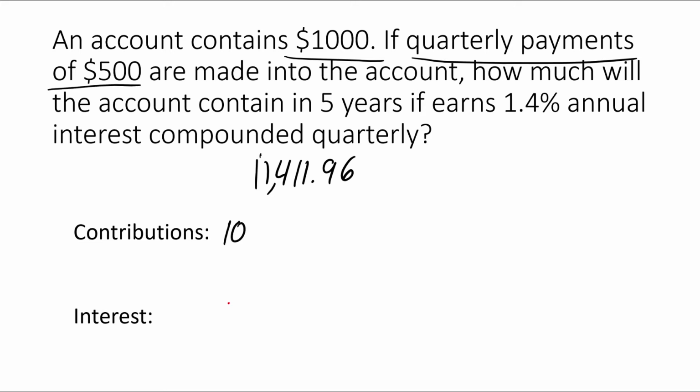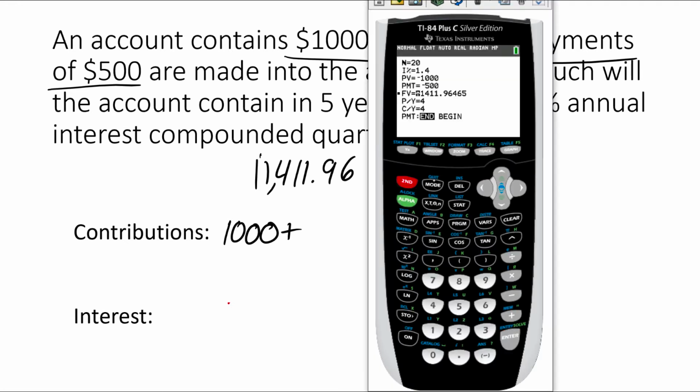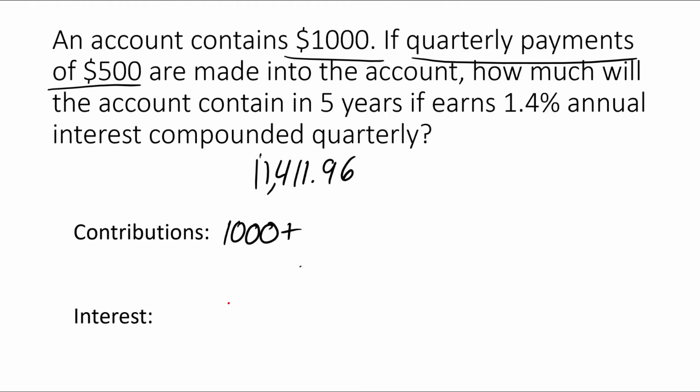So for the contributions, we'll add in the $1,000 plus quarterly payments of $500. So that's $500 times 4 times per year times 5 years. So that is $10,000. So we can see that our contributions are $11,000.